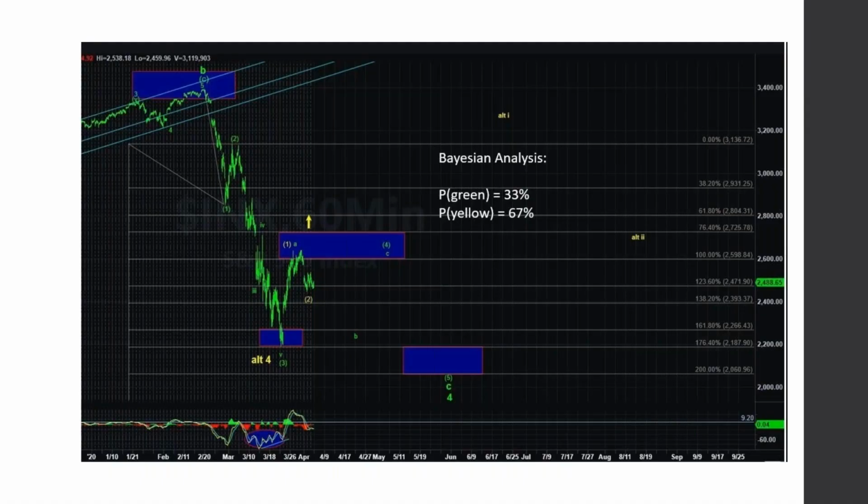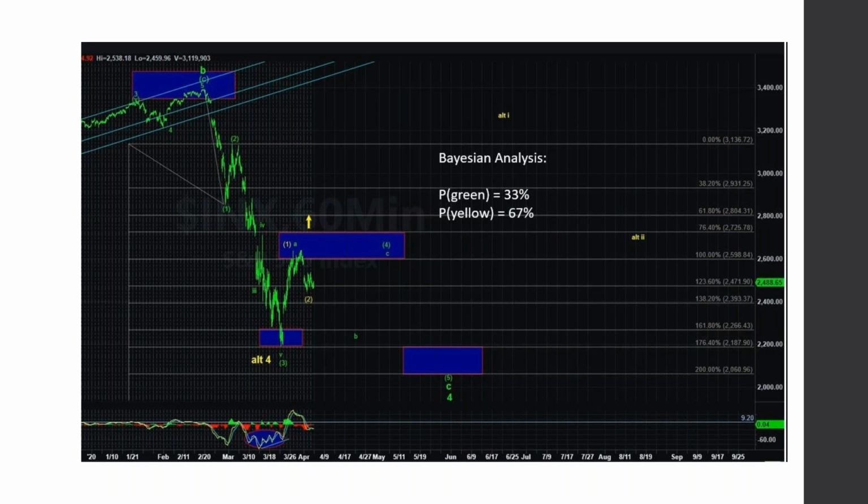I'm not going to read every last one of those. But here is what I post as a chart every day in the service, and I do this for all of Avi's longer-term counts. So here's Avi's longer-term count. I believe it's a 60-minute chart for SPX. You can see this was from his weekend analysis. You have the yellow count and the green count. As of this morning, the yellow count in my work had a 67% probability versus the green count at 33%. Now, this is not certain.